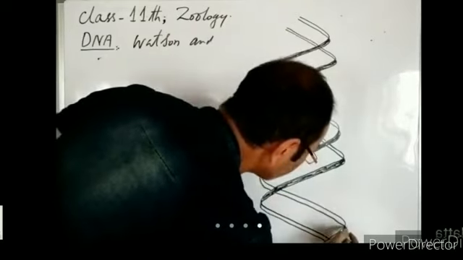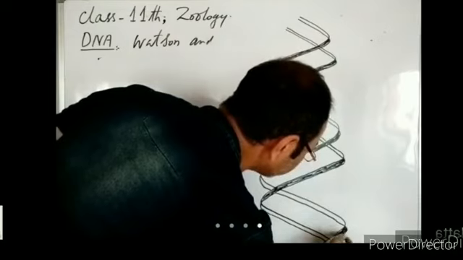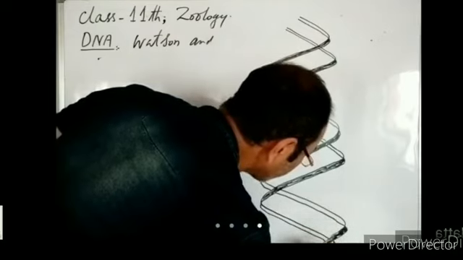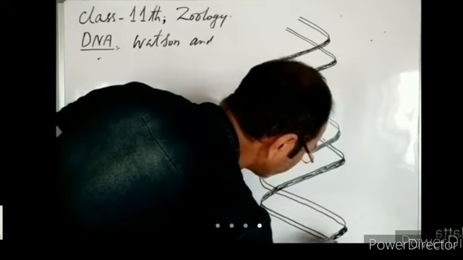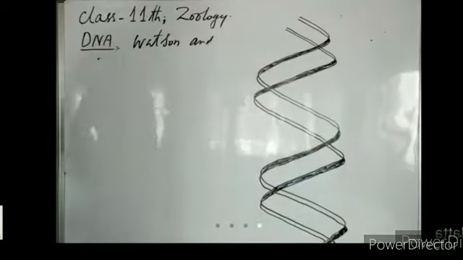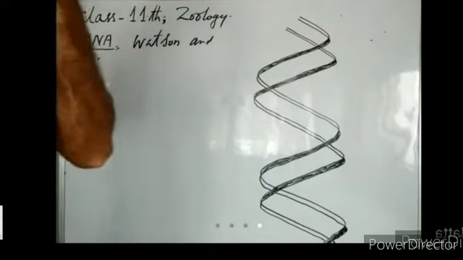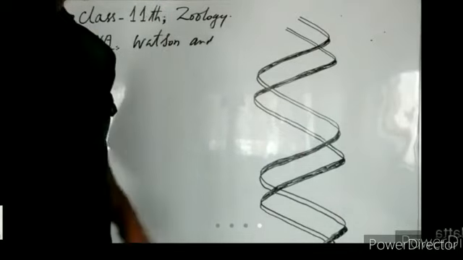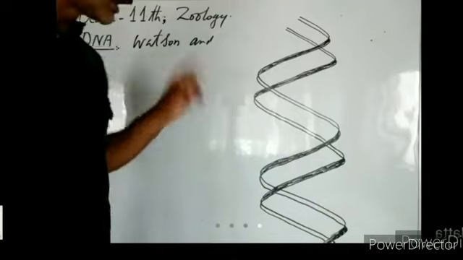I am shading it to make you understand that this is a right-handed helix. That is why I am shading it. Otherwise, I don't recommend shading of diagrams in biology. Right? So these are the two helices. They are parallel to each other, but they are opposite in direction.